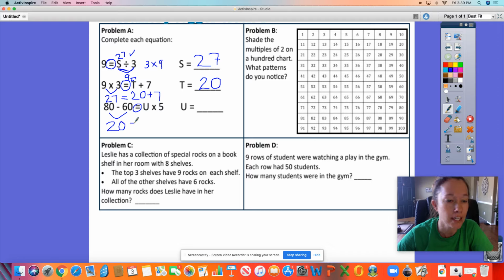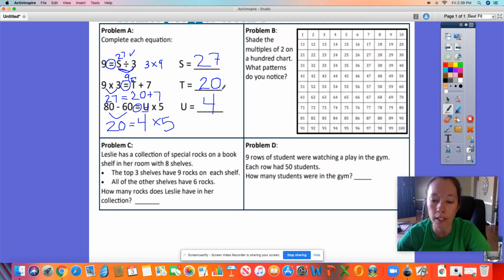Again, 20 is not the answer. If you wrote 20 here, then you did not plug that in, because 20 times 5 is 100. I'm looking for the value of this U. What number could I multiply times 5 to equal 20? Well, I know that 4 times 5 equals 20. So for this one, U, I think it's 4. Go back and check. If I put a 4 in this equation, what is 4 times 5? It's the same as 20.